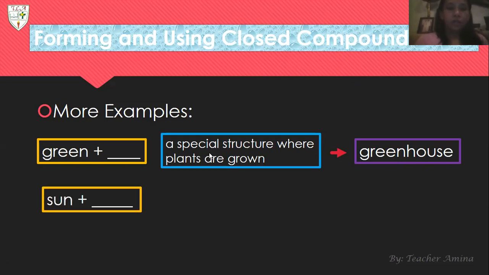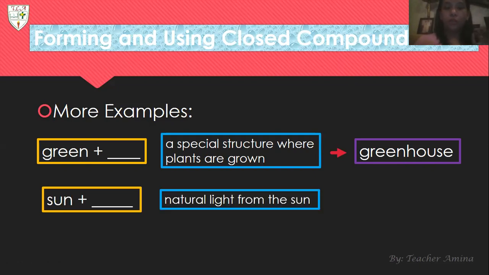Another example, sun, and another word. What could that word be if the compound word should match the meaning natural light from the sun? Any guess? Okay, that's right. The missing word is light. So the compound word is sunlight.